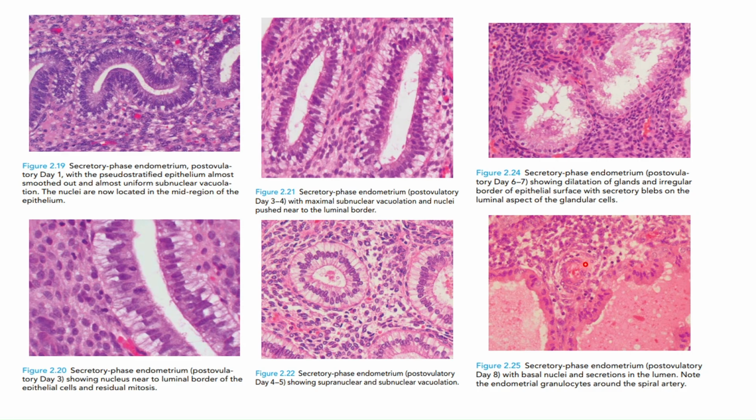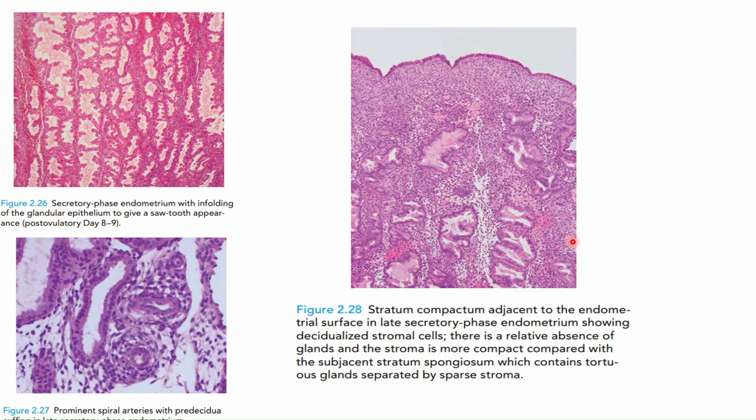Day 8 with basal nuclei, secretion in the lumen and granulocytes surrounding the spiral artery. Day 8 and 9, there is sawtooth appearance of the glands. Here, prominent spiral arteries and edema and basal nuclear position. So this is pre-decidualization of stroma surrounding the artery.